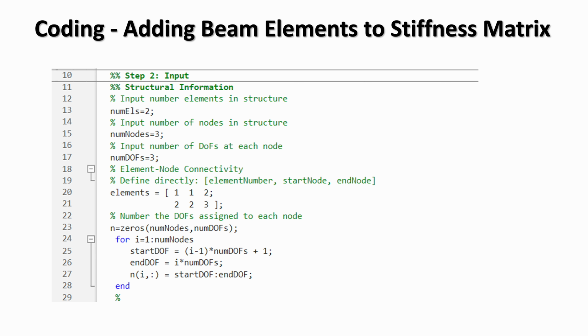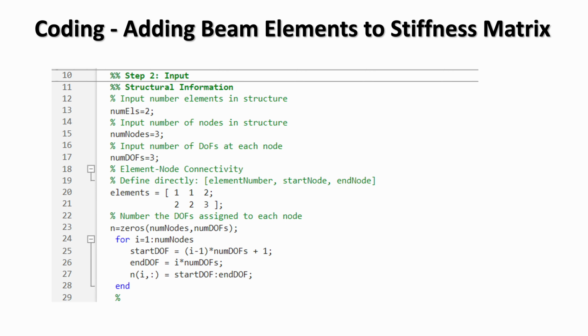On this slide, we'll set up the input for the structure before we assemble the stiffness matrix. We begin by telling the program how many elements and nodes are in the structure. In this case, there are 2 elements and 3 nodes. We'll be doing the example that we just solved by hand. We also specify that each node has 3 degrees of freedom: axial, transverse, and rotational. Next, we define the element-to-node connectivity. This tells the program which nodes are connected to which element. For example, element 1 connects node 1 to node 2, and element 2 connects node 2 to node 3.